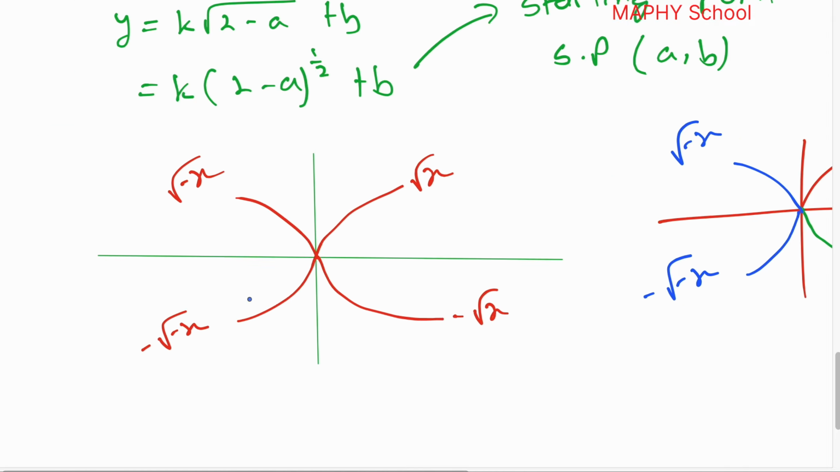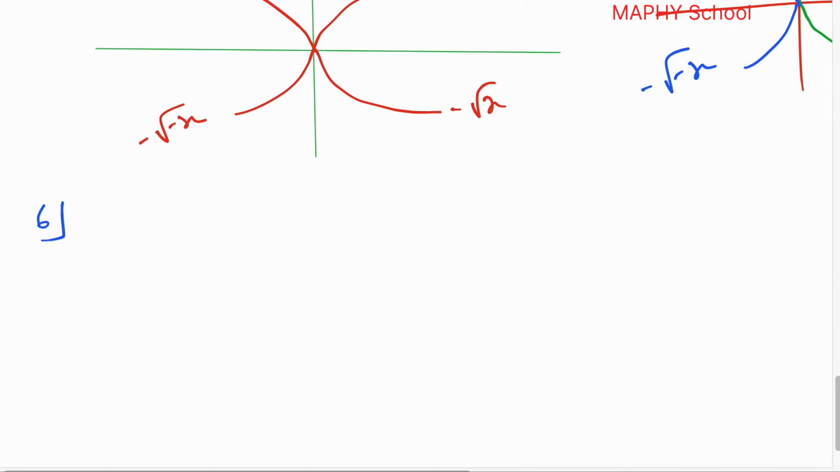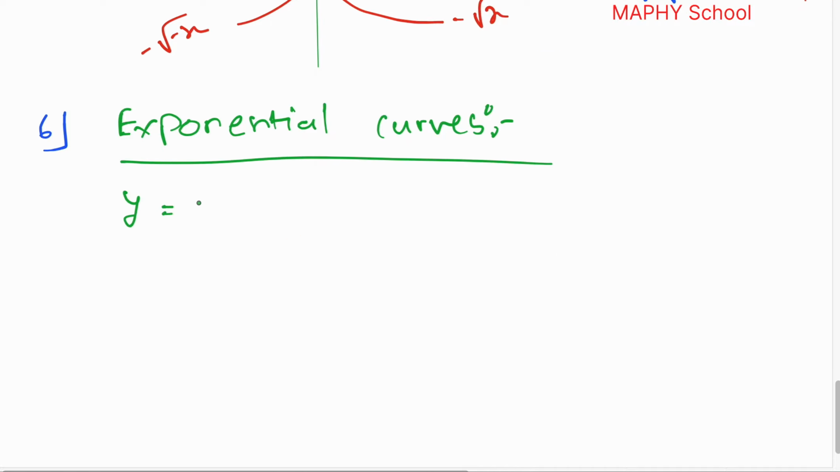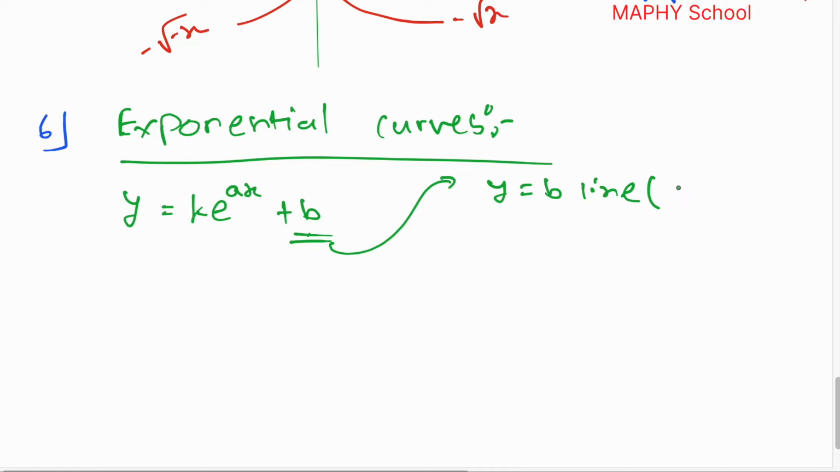Then we go for exponential curves, number 6. We can write it like this: y equals k e to the power ax plus b. Remember, in an exponential graph there is only one asymptote, which is a y equals something line. That means here the asymptote is the y equals b line. That is the asymptote.